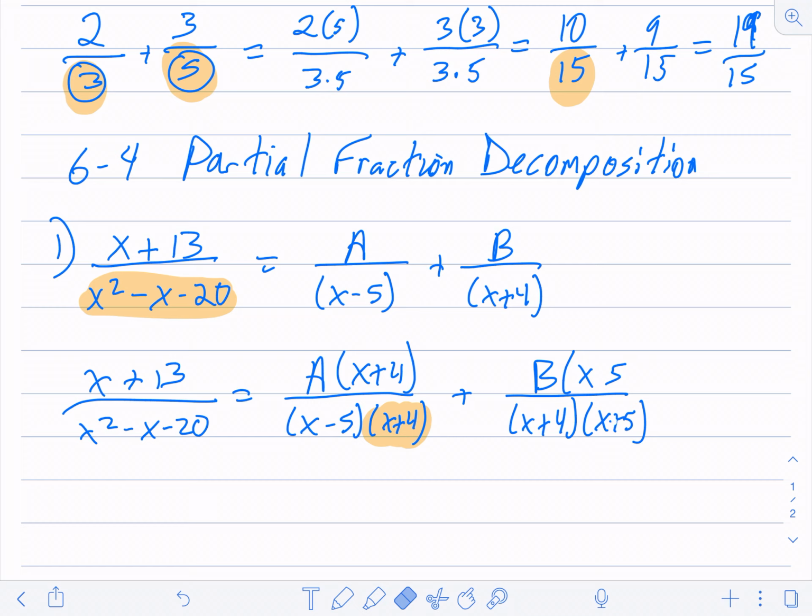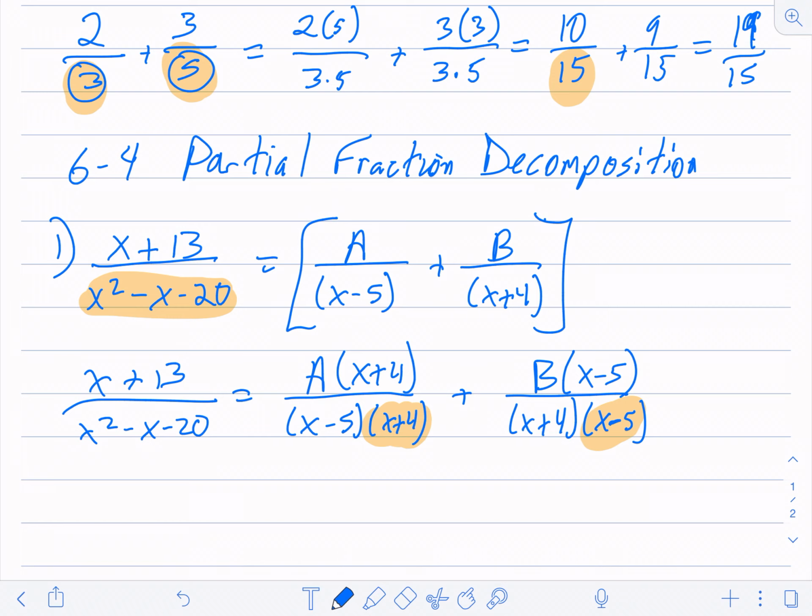Let me change that right here. X minus 5. So now I've got my two fractions rewritten with least common denominators. Again, remember the original fractions, the ones I'm trying to look for, are these two up here, a over x minus 5 and b over x plus 4.